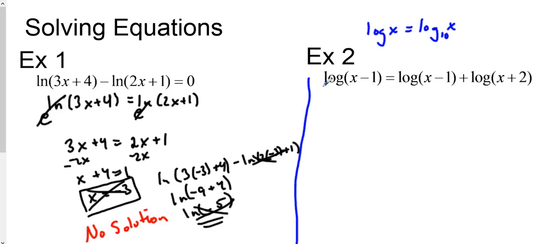So we can try to 10 it, but we have to combine these first. Now, this is the problem where we have to combine things first. So we're going to have log of x minus 1. And I'm going to actually use the properties of logs.